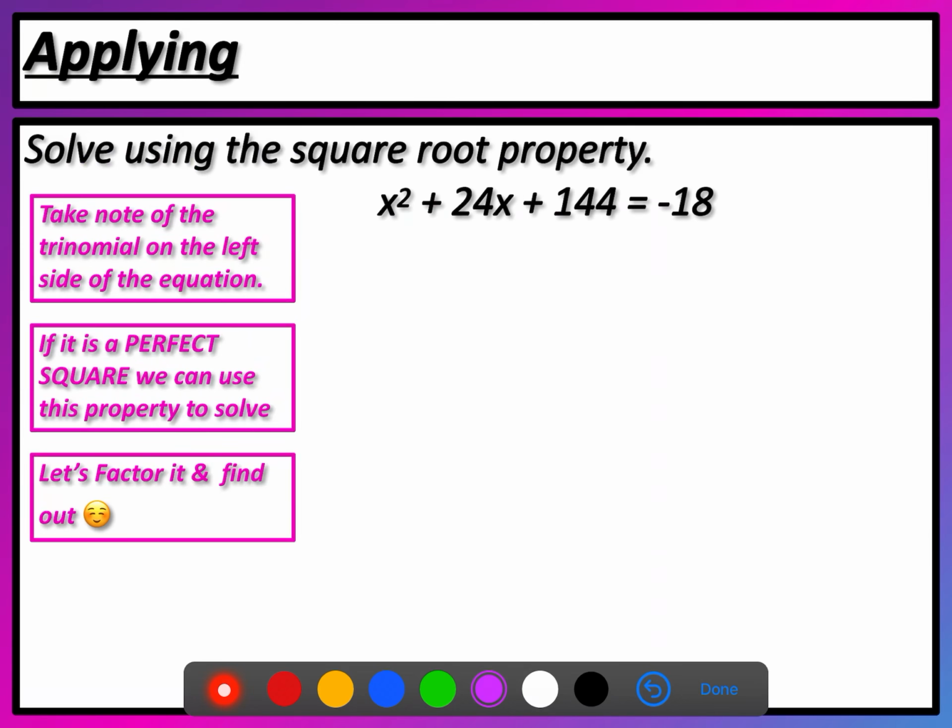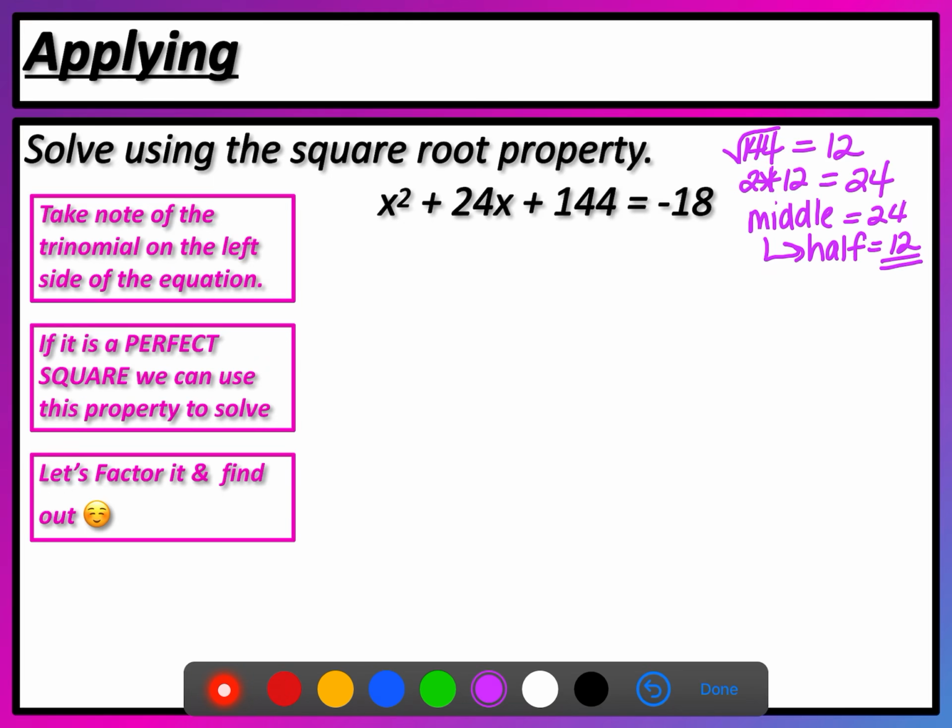All right, so the left side here is a perfect square trinomial. I have 144. It's a perfect square. The square root of that is 12. Okay, and 2 times 12 equals 24, which is my middle term. So I'm going to half the middle term. So the middle equals 24. Half of that is going to be 12. So 12 is the number that I take into my squared form. So x plus 12 squared.